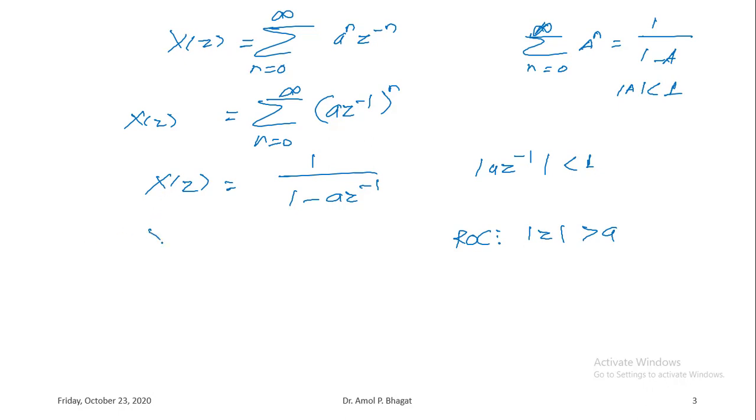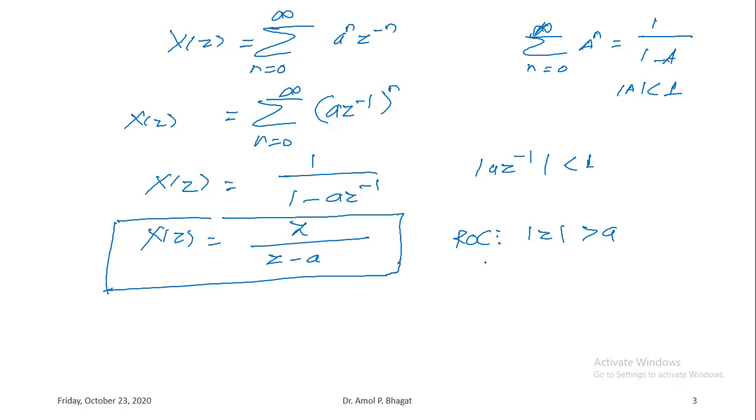Here we can again rewrite this x of z as 1 upon 1 minus a by z. So I can write z minus a upon z, and with z in numerator, it will be z upon z minus a. Right? So we have represented it in rational form, as well as avoided the negative powers of z. Okay, these two expressions are the same. 1 upon 1 minus a z inverse is nothing but z upon z minus a. So this is the required z transform of the given discrete time signal x of n.